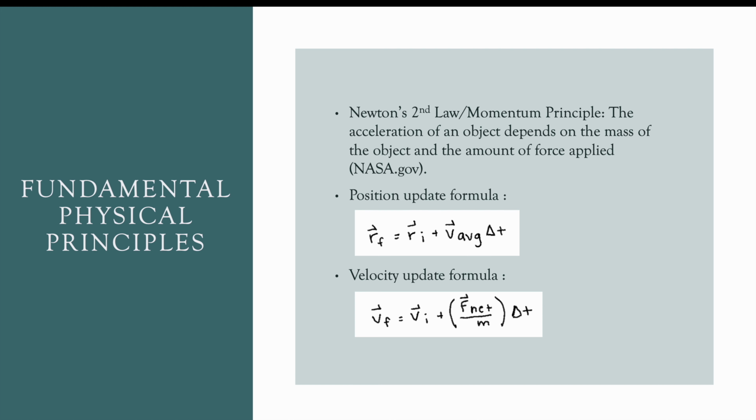With this, we can derive the position update and velocity update formulas, both of which will help us in our predictive computational model. The position update formula states that the final position of the object is equal to the object's initial position plus the average velocity of the object times the change in time. The velocity update formula states that the final velocity of the object is equal to the initial velocity plus all of the net forces acting on the object divided by its mass times the change in time.